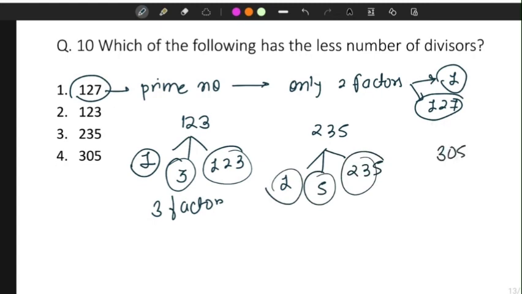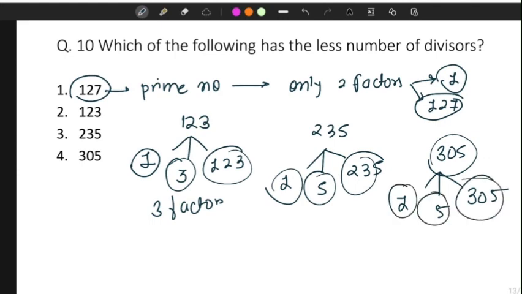For 305, the number is divisible by 1, divisible by 5, also by 305. Hence we can clearly say that it is having 3 factors. So we have to find the lesser number of divisors. It means the answer for the given question is option A, because it is having only 2 factors. Only 2 factors. Got it? So the answer for the given question is option A.